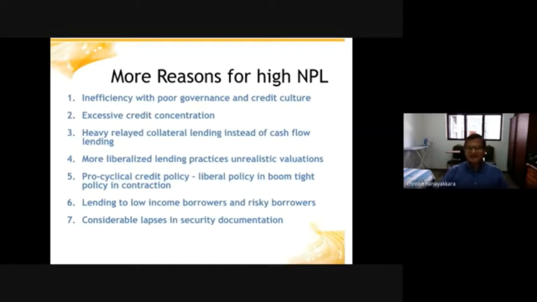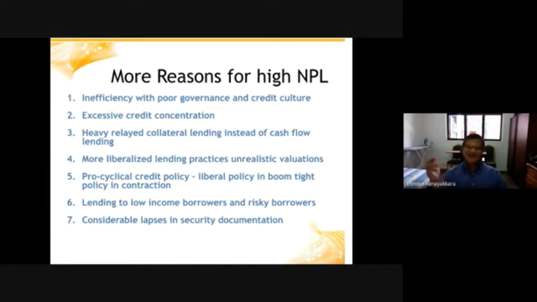There are more reasons you can give for non-payment facilities. When customers don't pay, in your balance sheet, part of the current assets, the loans and advances, need to be categorized as NPL, non-performing loans, or NPA, as we call it, non-performing assets.